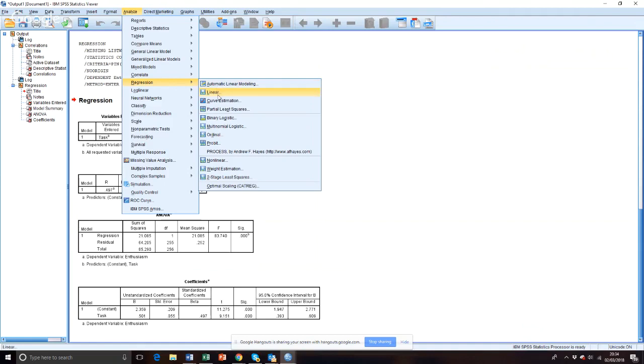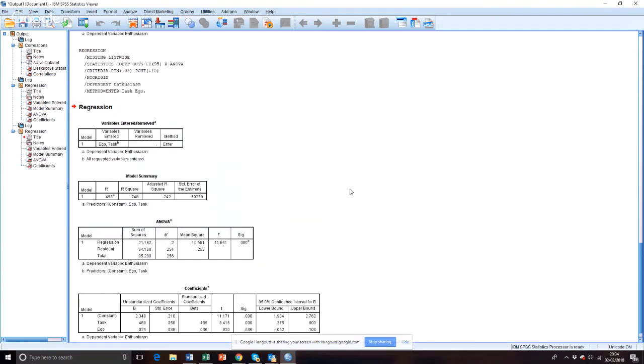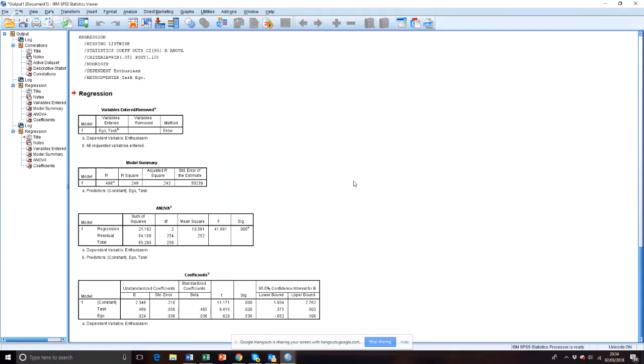So we go to Analyze again, we go Regression and then Linear. And now what I'm going to do is put my ego orientation here alongside task orientation. So that now what we have is two independent variables, one dependent variable. And what I'm going to do is go ahead and click on OK.